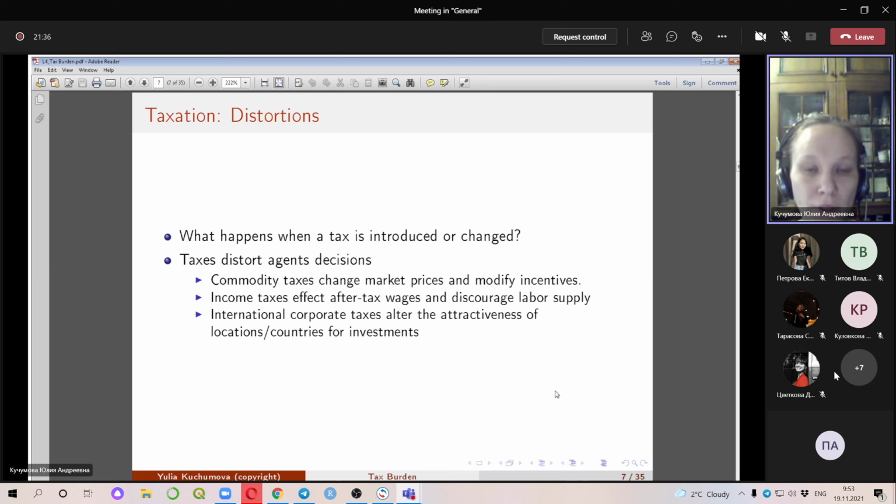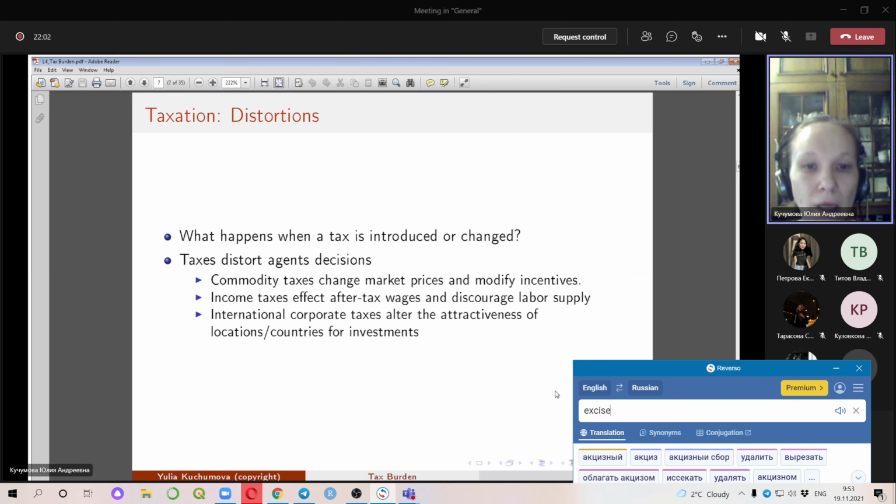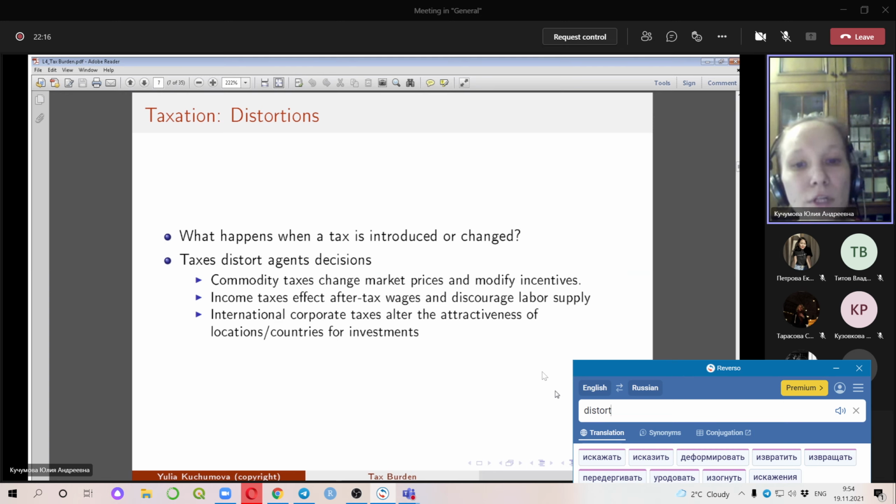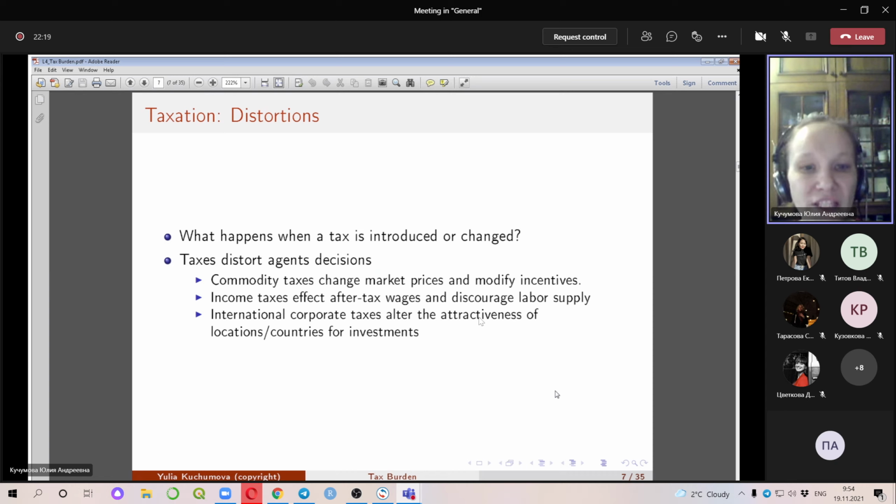What we are interested in as economists is what happens when a tax is introduced. What matters for us is that taxes distort agent decisions. For example, commodity taxes change market prices and modify incentives. Income taxes, which we will talk about later in the next lecture, affect after-tax wages and discourage labor supply. International corporate taxes alter the attractiveness of locations, meaning countries, for investments.